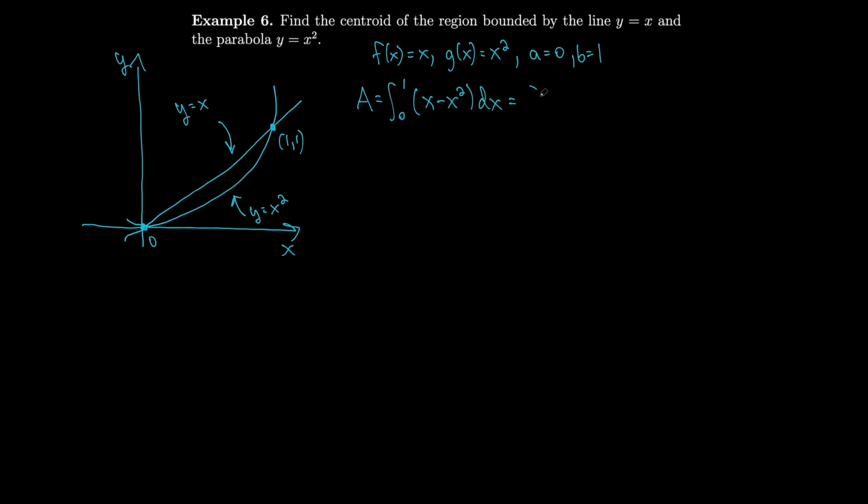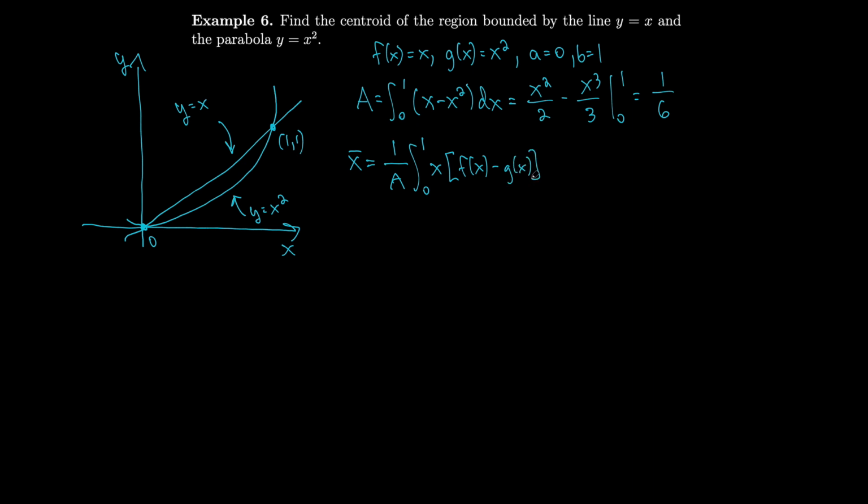So that's easy to integrate. X squared over 2 minus x cubed over 3. And we evaluate from 0 to 1, and we just get 1/6. So now let's find our center of mass. Let's look for x bar first. So that's 1 over the area times the integral from 0 to 1 of x times the difference.